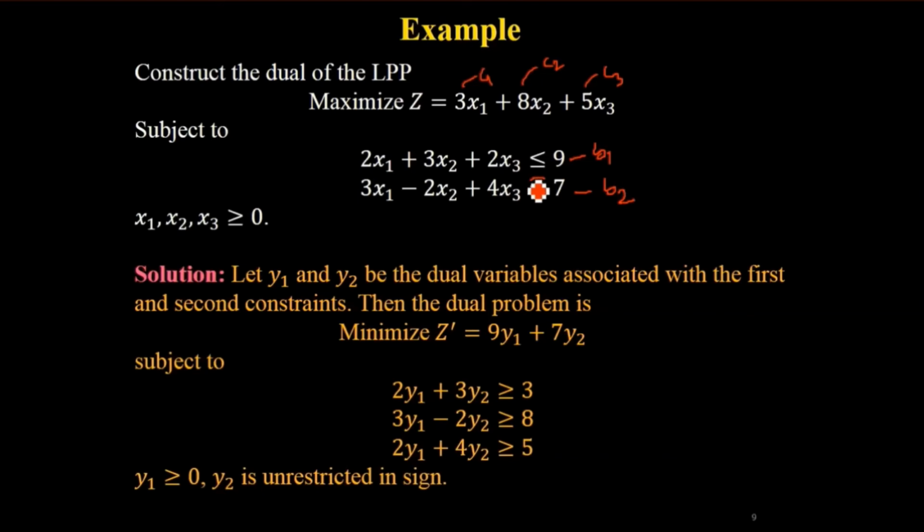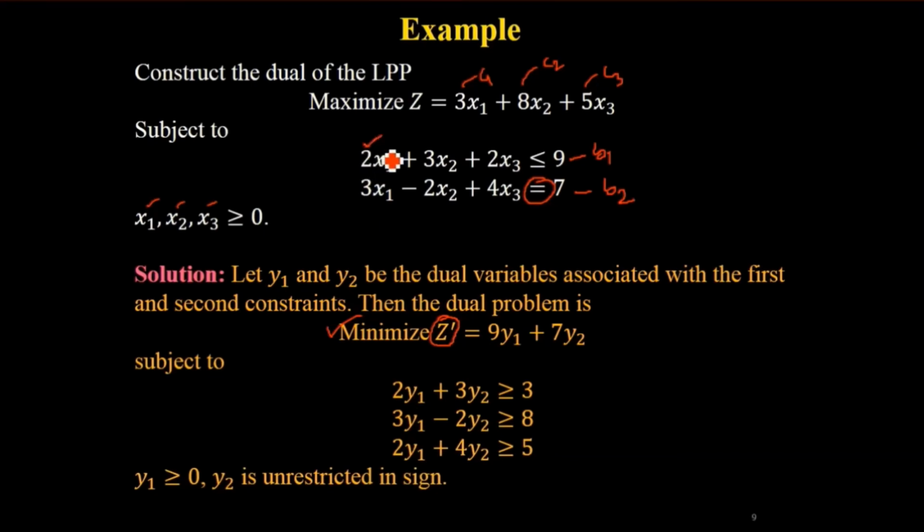So b1, b2 we know, but here one equality is there. If equality is there, an unrestricted variable will come, and x1, x2, x3 greater than or equal to 0. So maximization will become minimization. So minimize z'. Here we have used the notation z', otherwise you can use whatever variable. So minimize z' equal to 9 y1, since 9 is b1, plus 7 y2, since 7 is b2. Done.